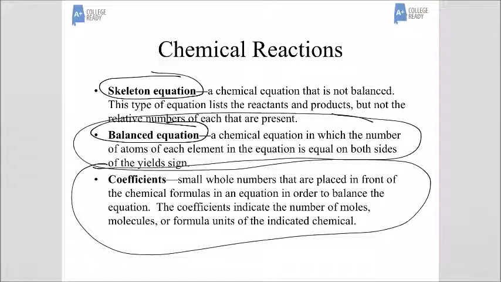Coefficients are whole numbers that we write in front of the formulas of a chemical in an equation to balance out the number of atoms of each type. When you're balancing equations, you can change the coefficients. You can add coefficients, but you don't mess with the subscripts associated with a particular molecule or formula unit. If you change the subscripts, you change the identity of the chemical that you're dealing with.